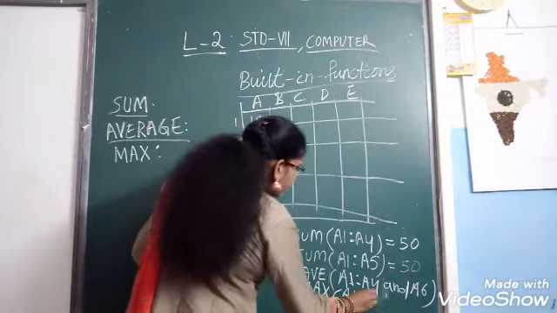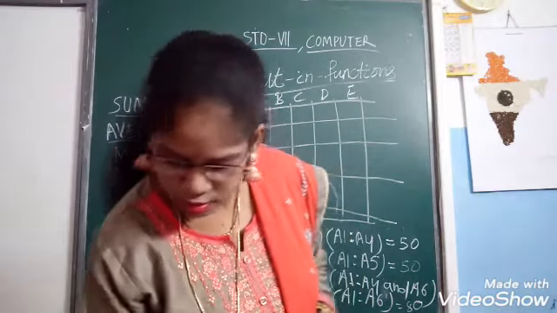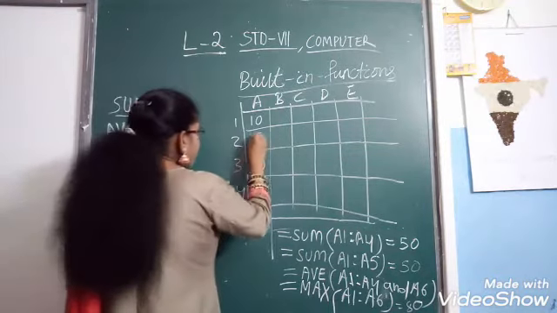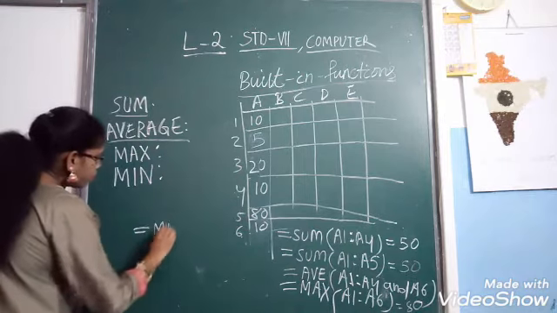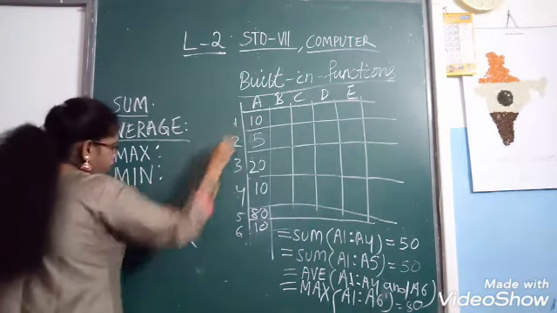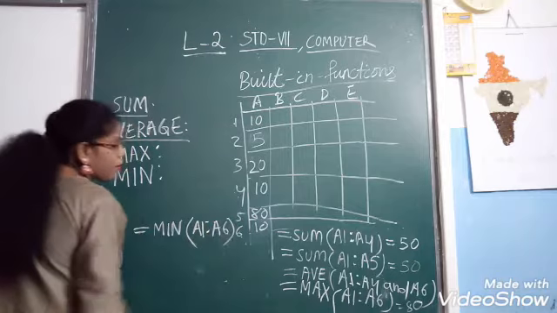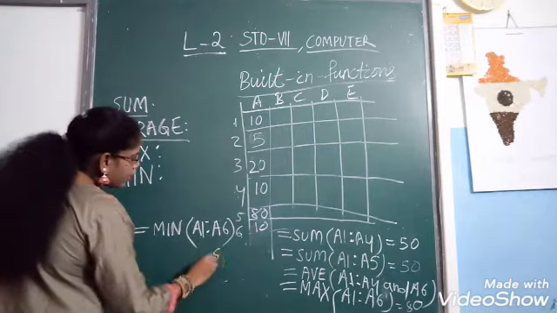Same case, if you write minimum. If you write more, one, that is minimum. And suppose here, let this one be 5. So, you can write the function as equal to minimum A1 to A6. Press enter and what is the minimum? That is 5. Then you will get the answer.